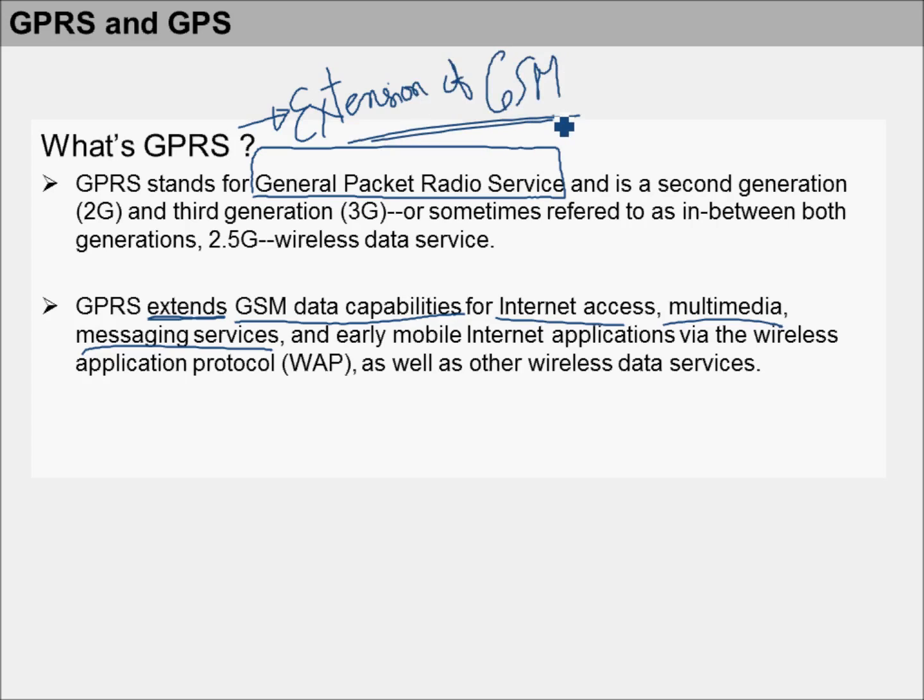So every time you are using the internet or something on your mobile phone, you are using GPRS technology if it is a GSM phone. If it is not GSM, if it is CDMA, then they use their own technology for internet access and everything. But GPRS is specifically for GSM phones.